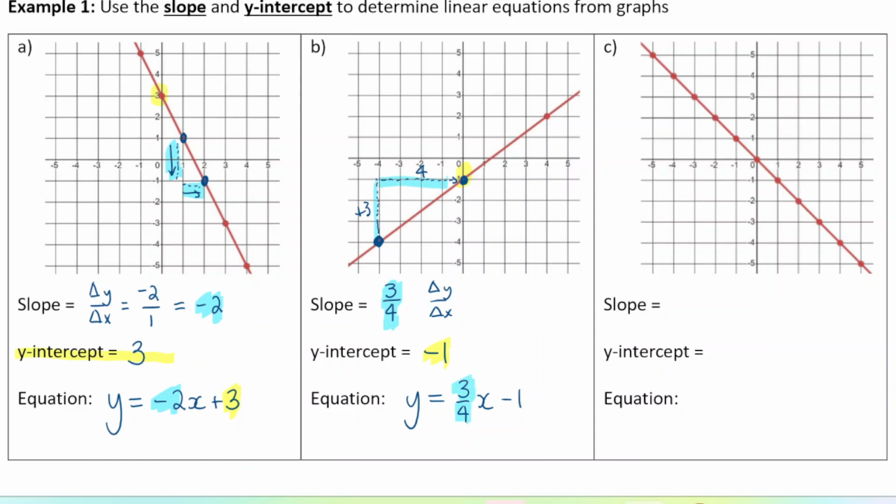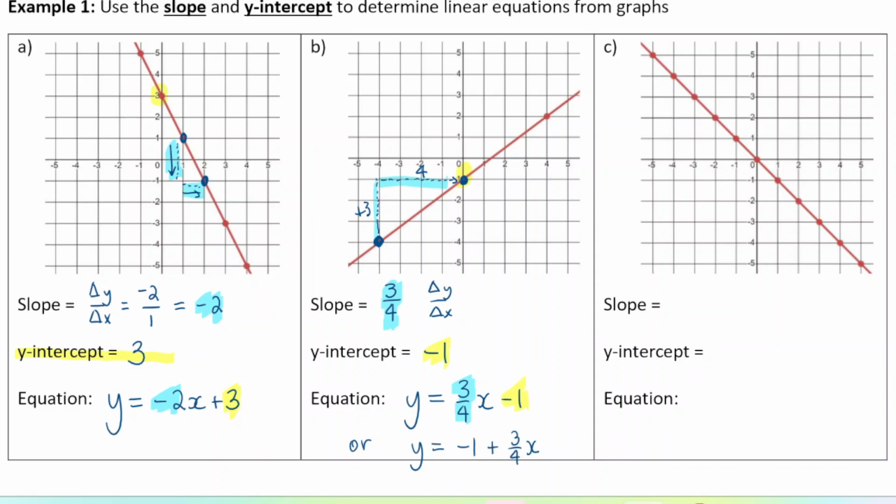Sometimes students ask me, can I write it in the other order? Like, does it have to be 3 over 4x minus 1? Could it be -1 plus 3 over 4x? Yeah, it totally could be. You could switch it around. It's just by convention that we write it in this order, but you could also write it this way.